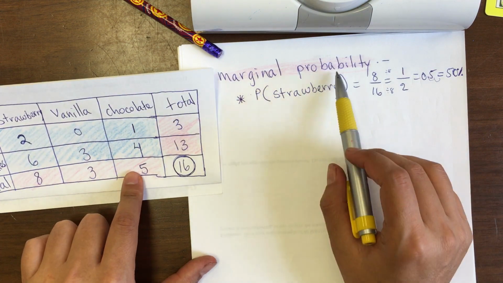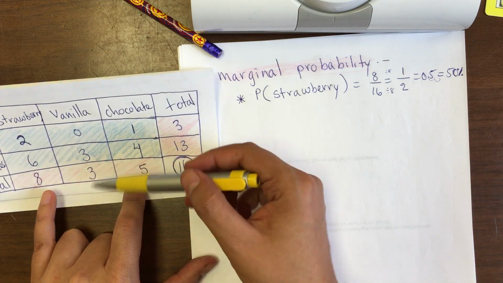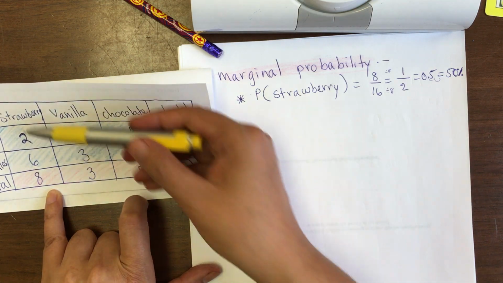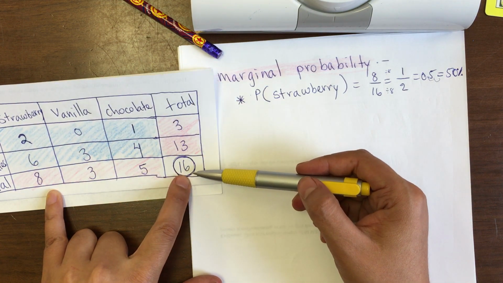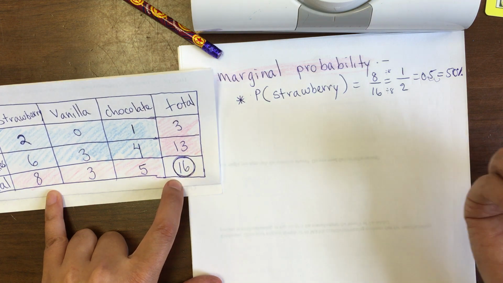Again, for marginal probability, you're going to look at the category, get the one on the outside, and put it out of the total. So your numerator will be the number on the margin, and the denominator will be the total number of students.